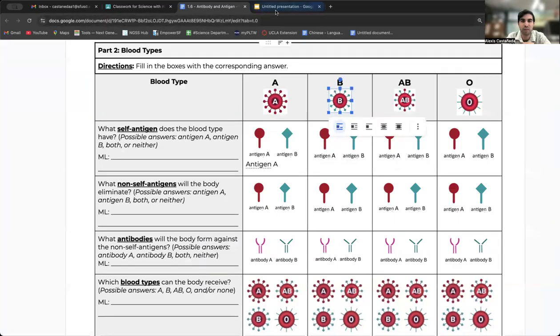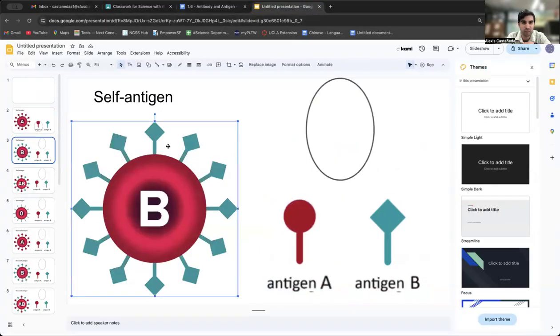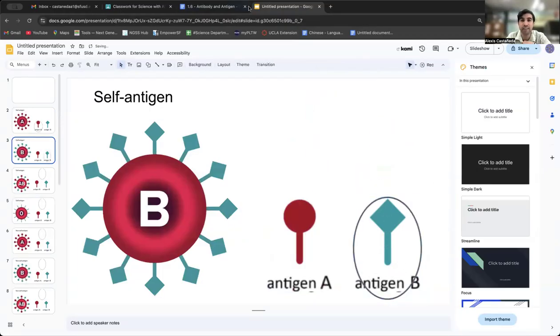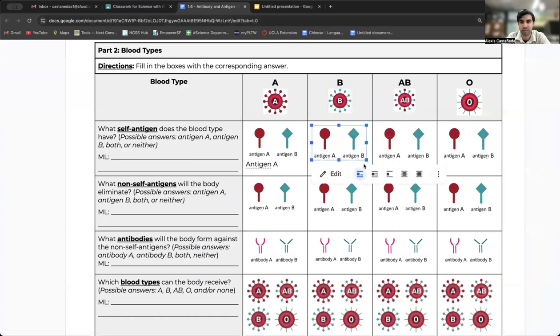What about blood type B? What antigen does blood type B have? Well, on the surface, it has antigen B. So I'm going to say that its self-antigen, the antigen that it has, is antigen B. So here I can write antigen B.